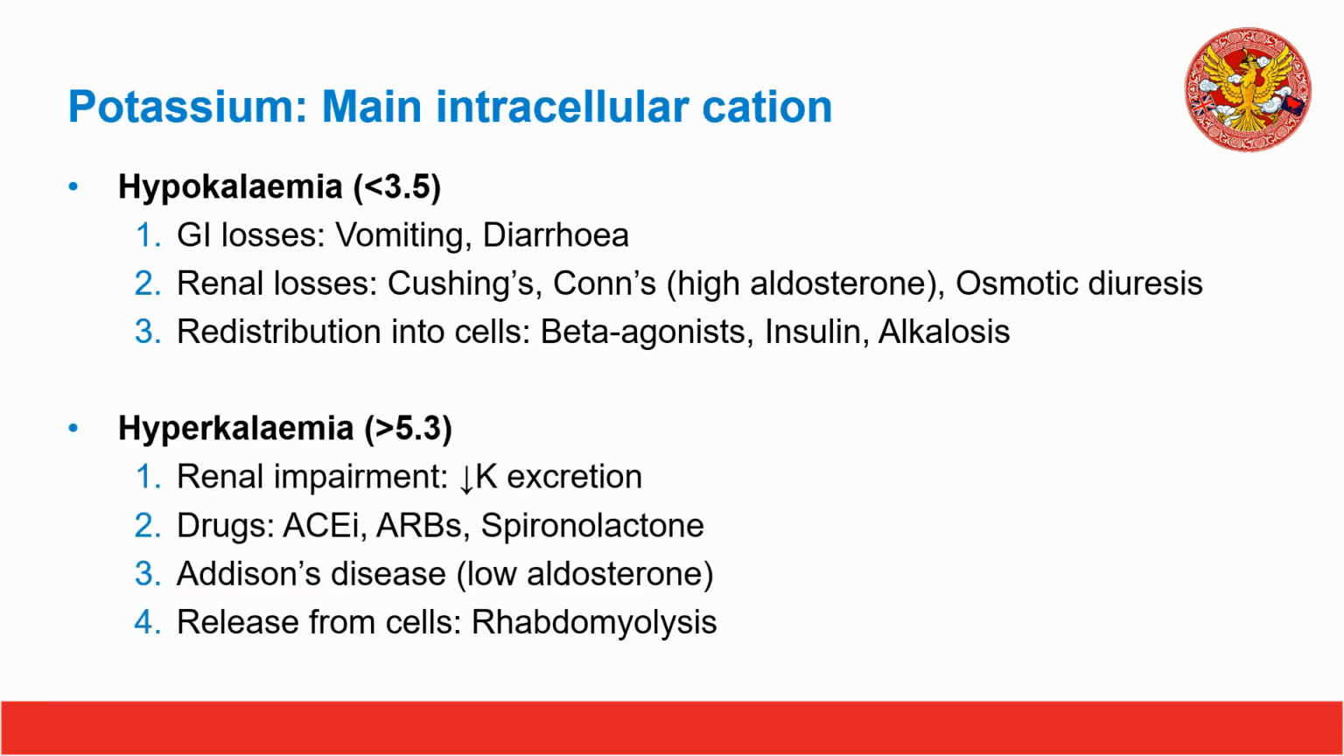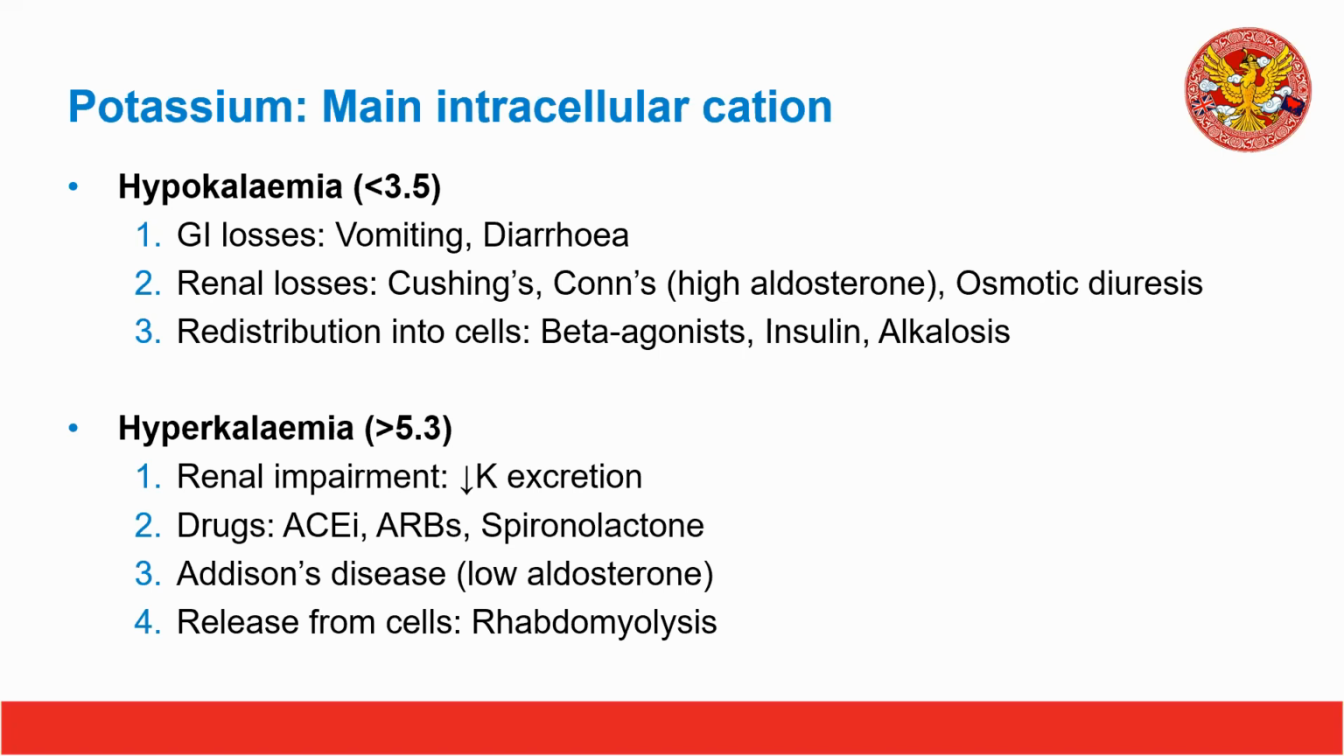Hyperkalemia is when you have potassium concentration more than 5.3. And the things that could cause it is obviously renal impairment. If you have a renal problem, you can't excrete your potassium, so you get increase in potassium in your blood. Certain drugs like ACE inhibitors, ARBs, and spironolactone all increase potassium.